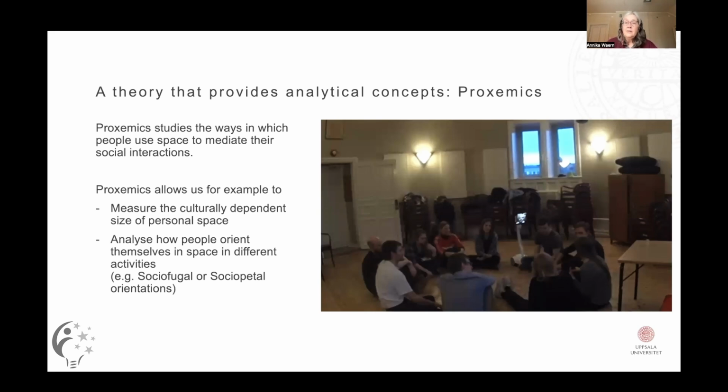So by using proxemics, we could say something about when the robot was considered another agent, a person in the room, and when it was considered mostly a piece of furniture, moving furniture. This shows a little bit of how you can use a more analytical theory.